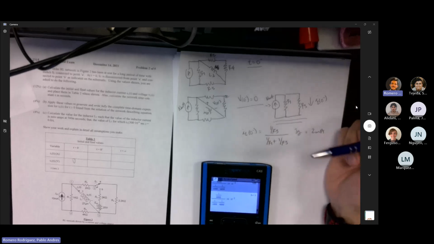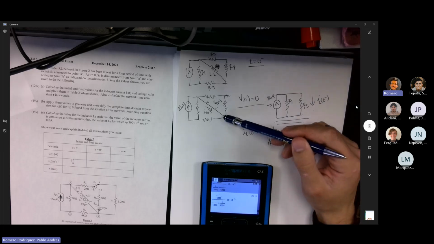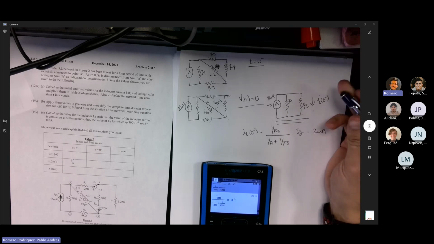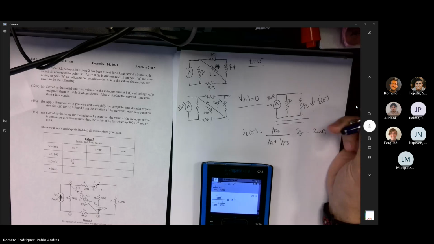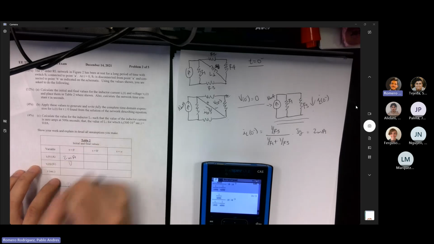What was your reason why the inductor is a short circuit? Inductors, after a long time, act as just a piece of wire because they haven't been charged or anything. The same way that capacitors, after a long time, act like an open circuit. Oh. So we have 2 milliamps here.